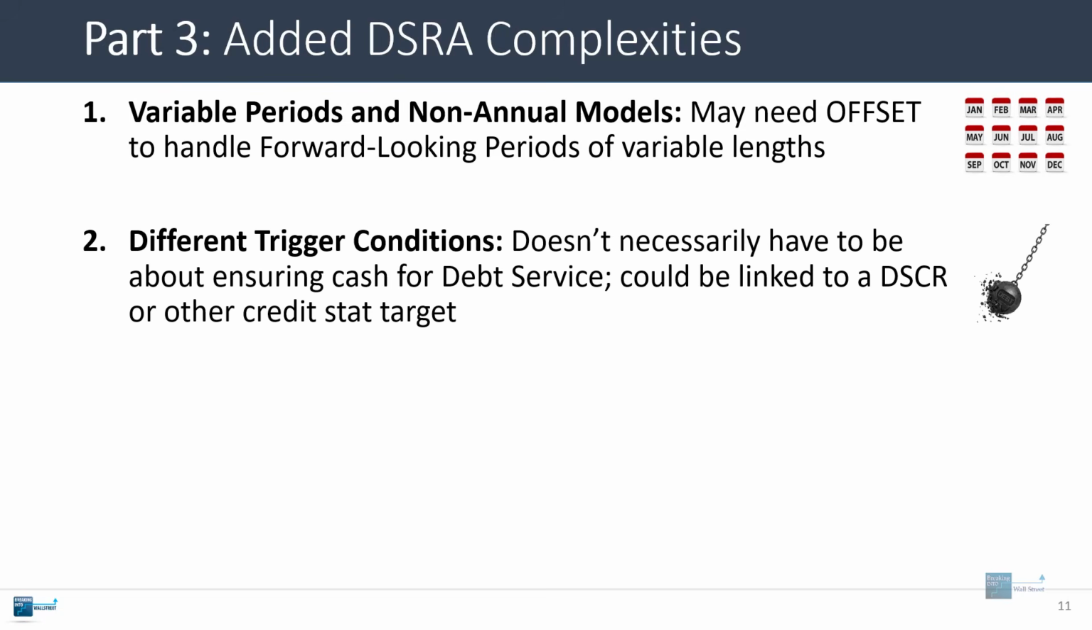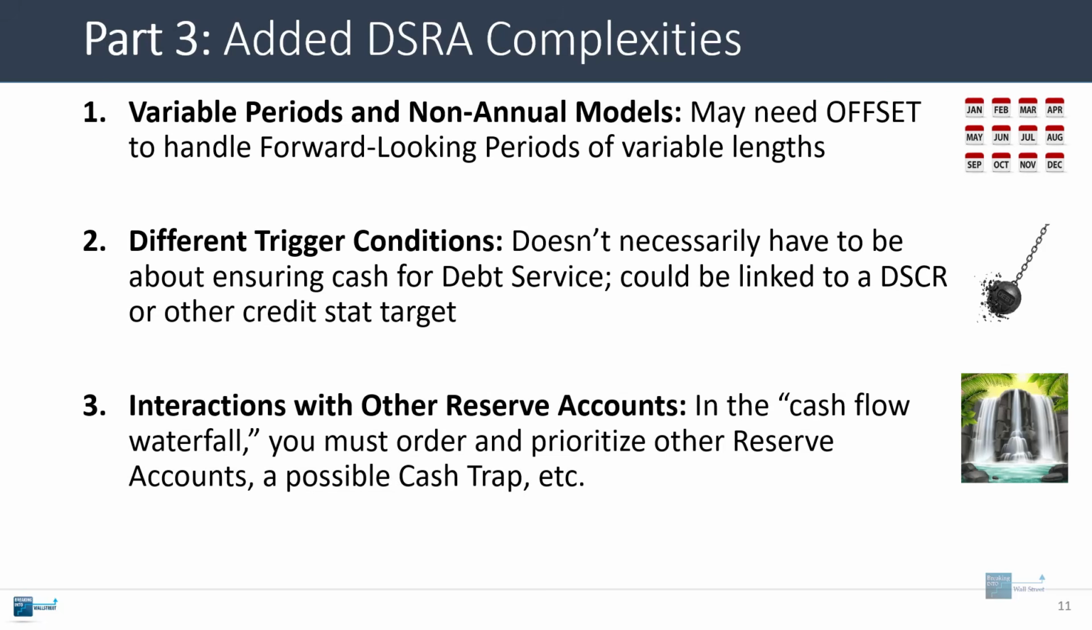The trigger conditions could be different. In most cases, yes, the debt service reserve account is about ensuring proper cash for the upcoming debt service, but it could be linked to the DSCR or some other type of credit stat like EBITDA to interest or debt to EBITDA, for example. And then finally, there are interactions with other reserve accounts because there's usually some type of cash flow waterfall in project finance. And so you have to order and prioritize the reserve accounts, the cash trap, and other items like that.